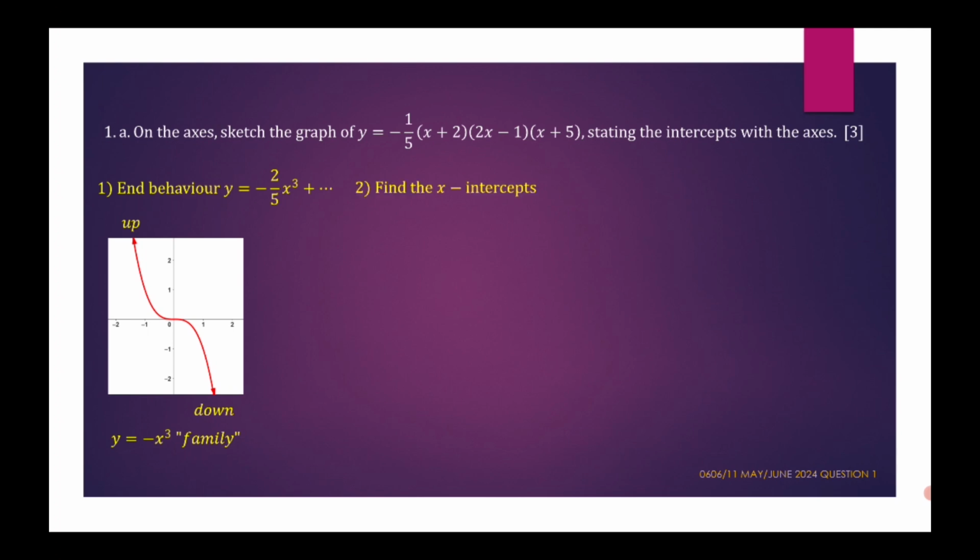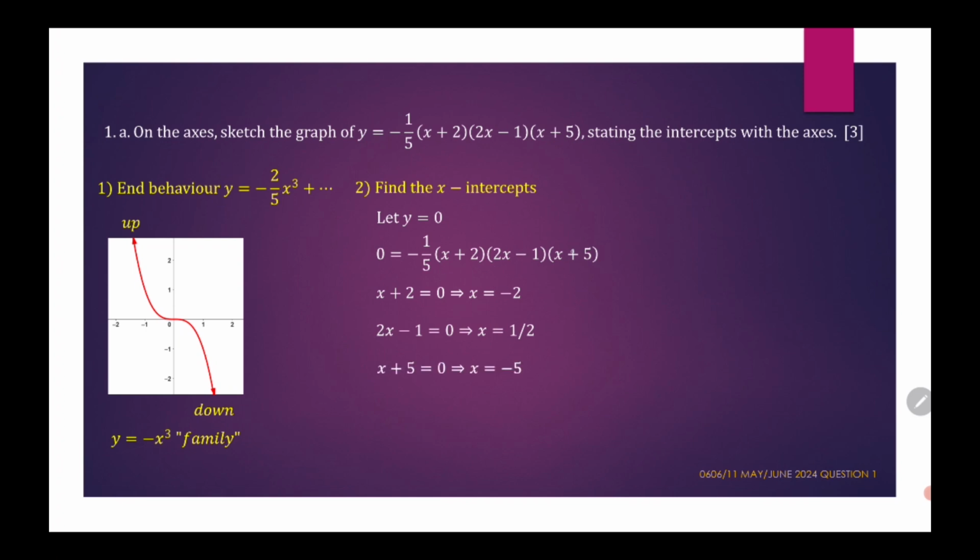Next, we'll find the x-intercepts. To do that, we'll let y equal 0 in our original function. We can see that our function is already factorised, so that simplifies our problem. If x plus 2 equals 0, then x would be -2 from this first factor. If 2x minus 1 equals 0, x will be equal to a half. And if x plus 5 equals 0, x will be -5. That's what we call the null factor law, and this is one way that we can use to find the x-intercepts. So our x-intercepts are -2, a half, and -5.